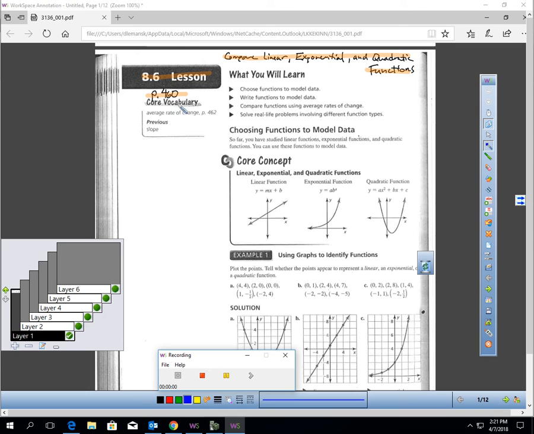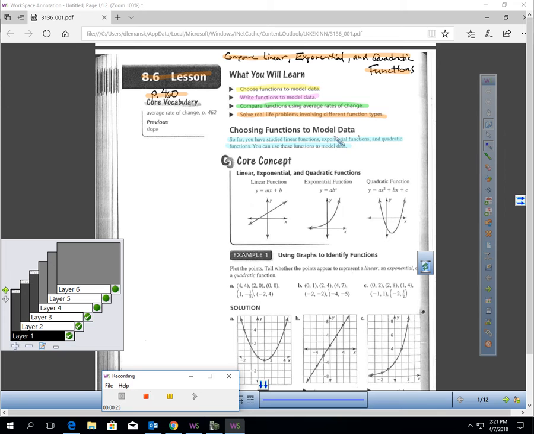Lesson 8.6, page 460, comparing linear, exponential, and quadratic functions. In this lesson, you will learn how to choose which function would model the data, how to compare functions using average rates of change, and how to solve real-life problems involving different function types.